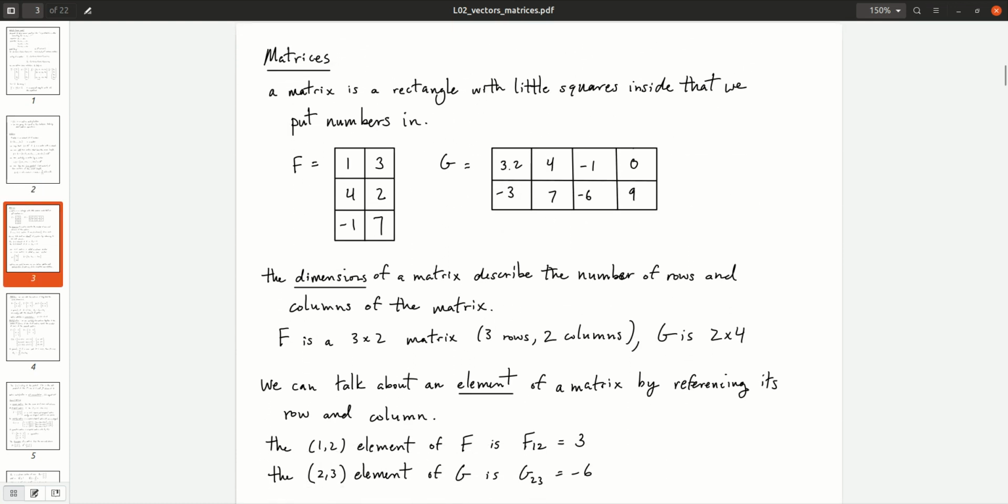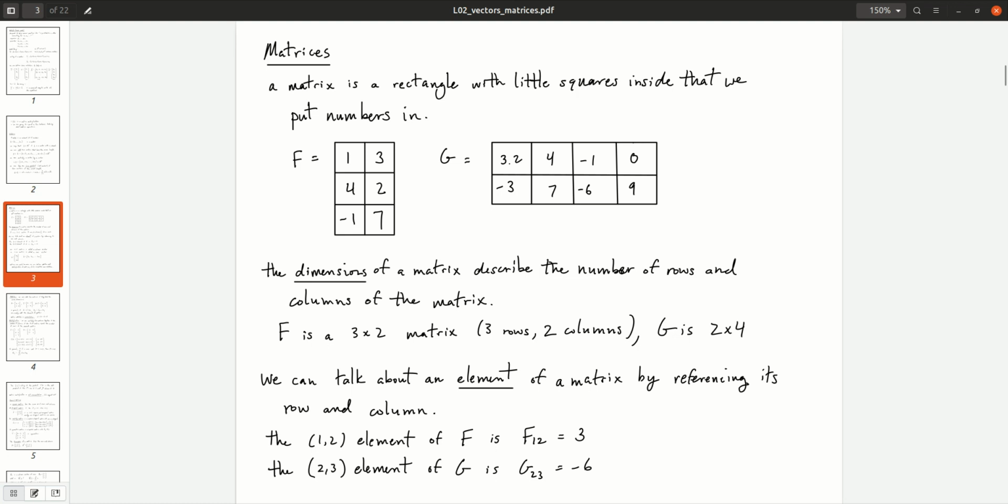Now, a matrix is not complicated. It's just a rectangular array of numbers. So think of this as just a rectangle with little squares inside that we put numbers in. So for example, the matrix F we can write as a rectangle with 3 rows and 2 columns. And so it has 6 elements, 3 times 2 is 6. And we can write out the elements like this. Another example, G is a matrix with 2 rows and 4 columns, so it has 8 total elements.